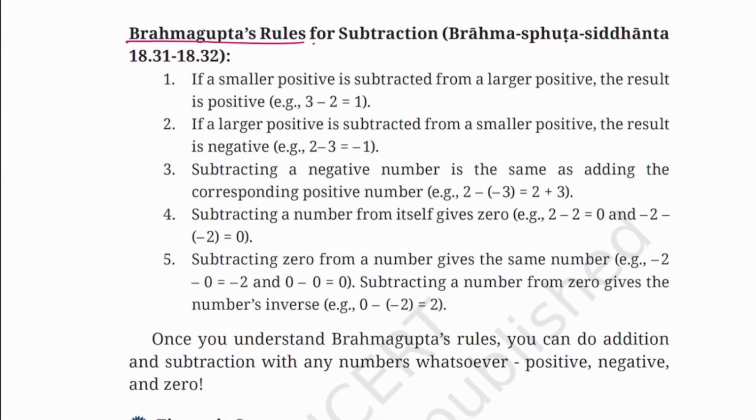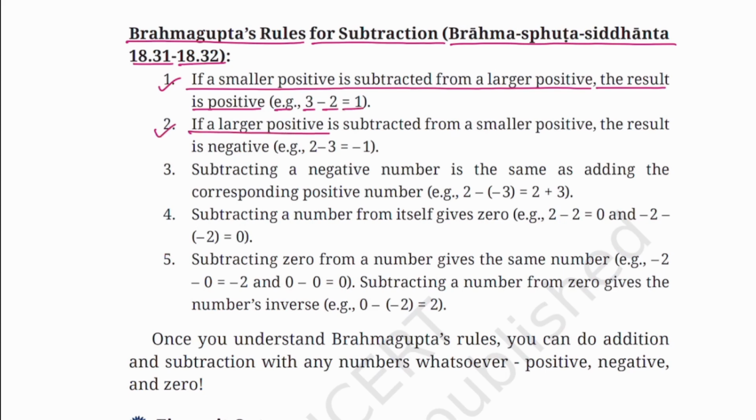Brahmagupta's rules for subtraction. Brahmasphutasiddhanta 18.31, 18.32. 1. If a smaller positive is subtracted from a larger positive, the result is positive. Example: 3 minus 2 is equal to 1. 2. If a larger positive is subtracted from a smaller positive, the result is negative. Example: 2 minus 3 is equal to minus 1.